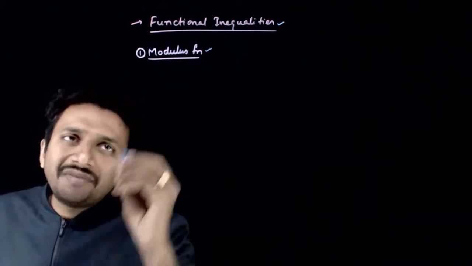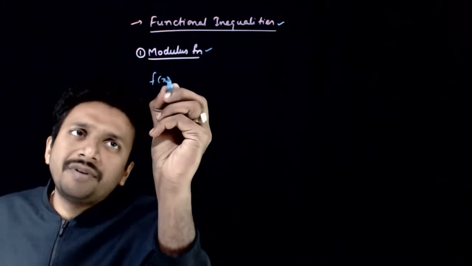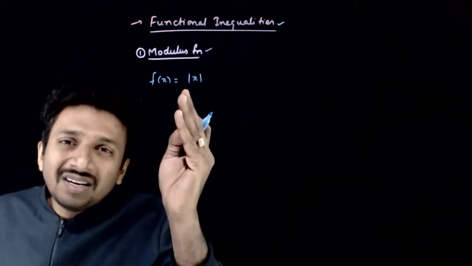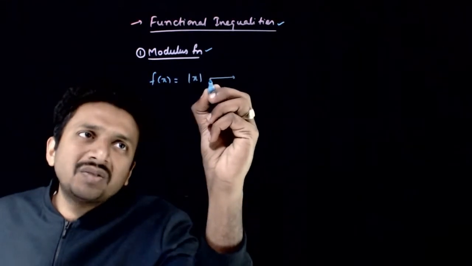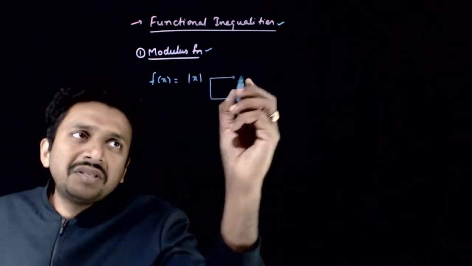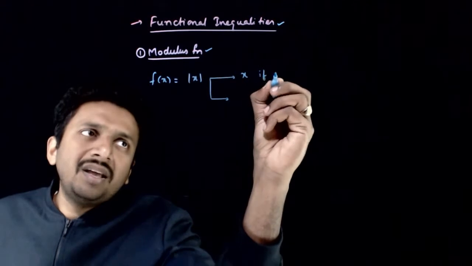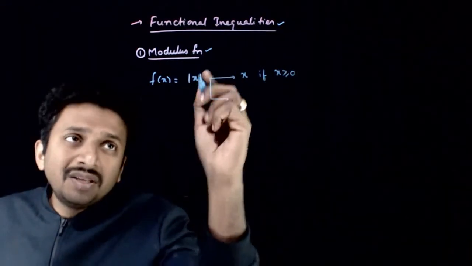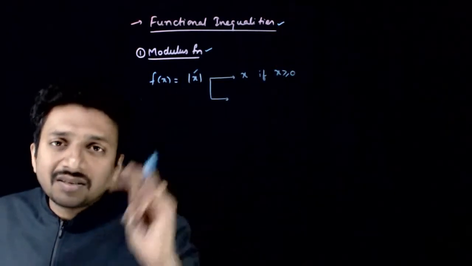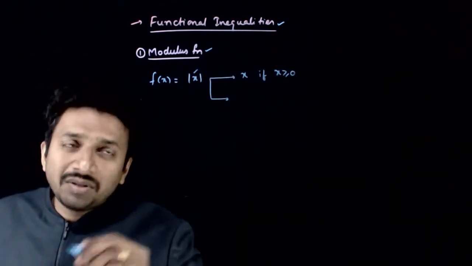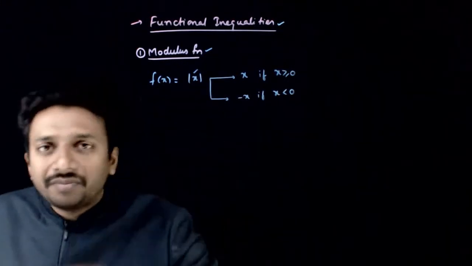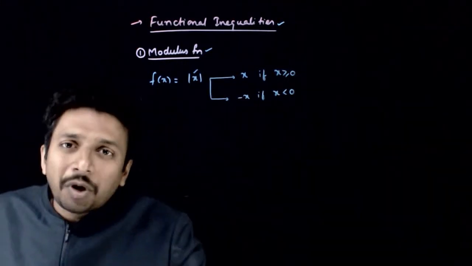So we know the definition of mod x. f(x) is equal to mod x. So what is the definition of mod x? Mod x is a piecewise defined function which is equal to x if x is greater than or equal to 0, and minus x if x is less than 0. That's the definition of mod x.